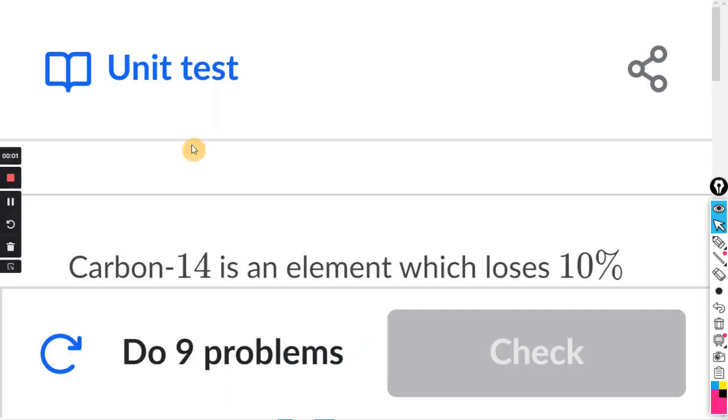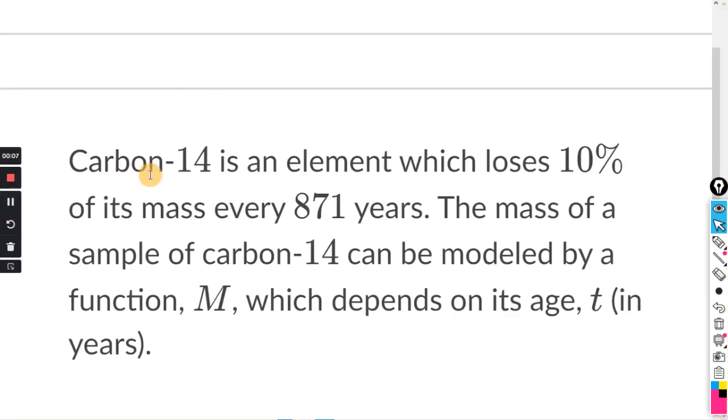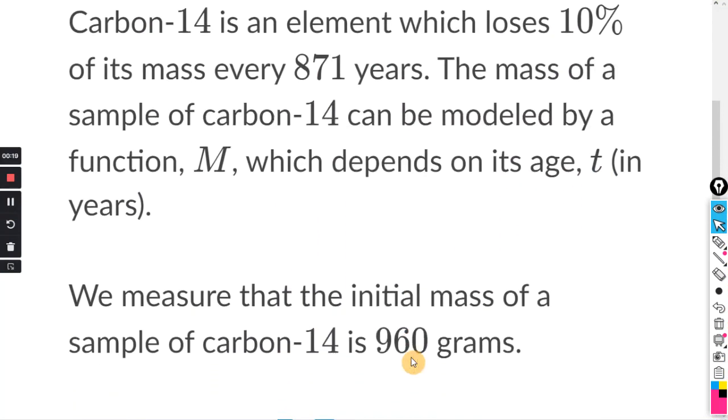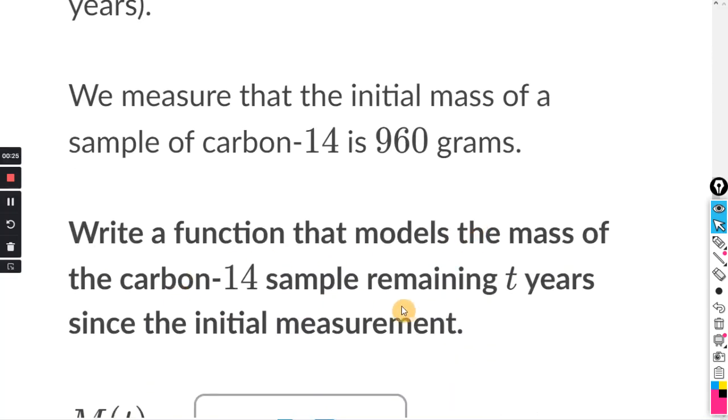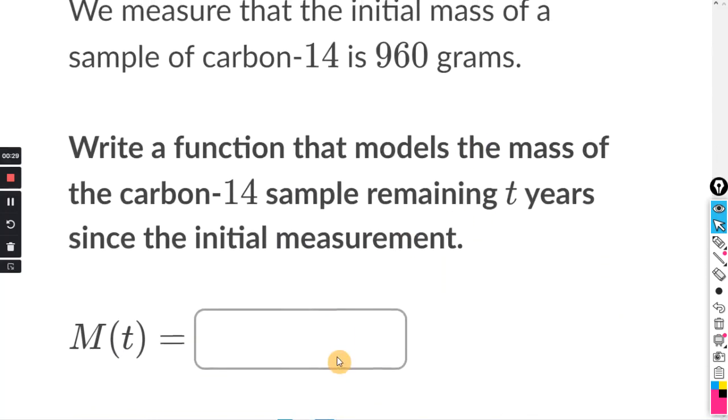This will be for the Khan Academy unit test, exponential models. Carbon-14 is an element which loses 10% of its mass every 871 years. The mass of a sample can be modeled by the function m, depending on its age t in years. The initial mass of the carbon-14 is 960 grams. Write a function that models the mass remaining t years since the initial measurement.